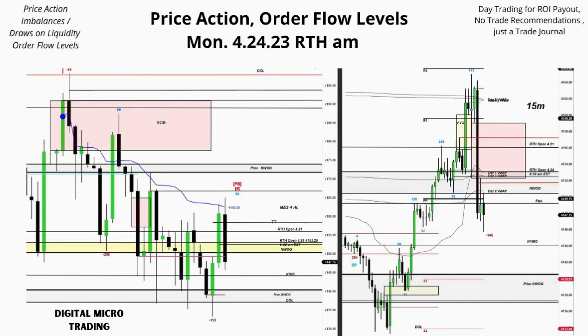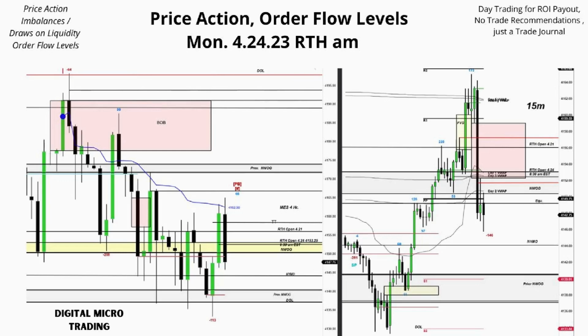Day trading for ROI payout, no trade recommendations. It's just my trade journal. And we're going to talk about the price action order flow levels for Monday, April 24th, '23. I'm at the end of the RTH AM session. I'm going to talk about price imbalances, price action draws on liquidity, and order flow levels.